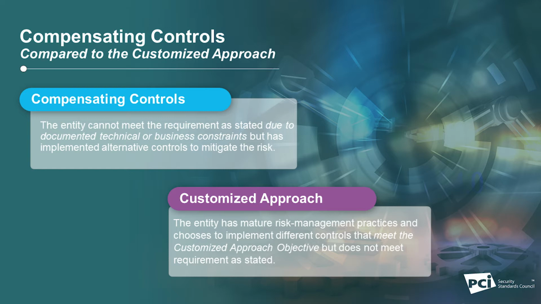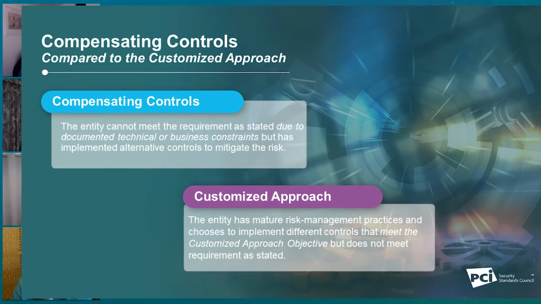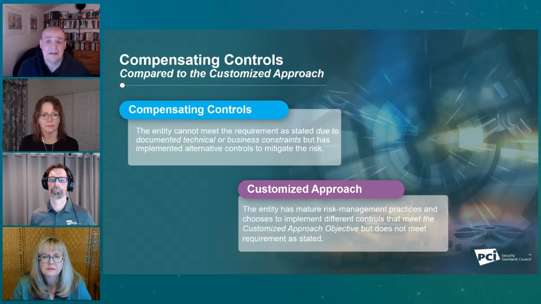In contrast, the customized approach is for organizations that have new, novel and innovative approaches to meet an objective of a requirement in a unique way. These organizations choose to implement a different control that meets the stated customized approach objective. One point worth mentioning is that we still have appendices for compensating controls in the standard that provide guidance and templates. And we also have new appendices that have additional information and details for completing the customized approach, and they've got templates in there for that as well. So organizations can complete those, and they've got information in there such as the controls matrix and risk analysis templates. These appendices are certainly worth reviewing to help understand the differences and applicability for both of these approaches.